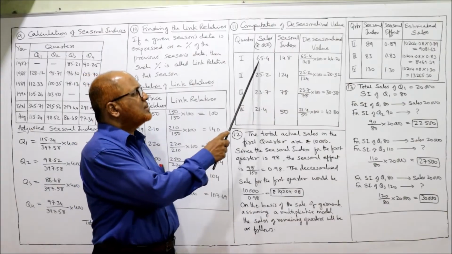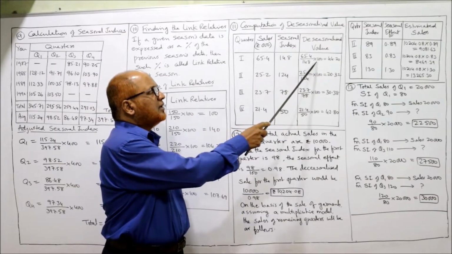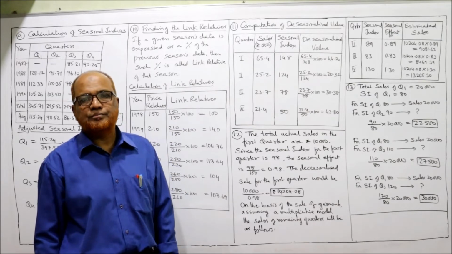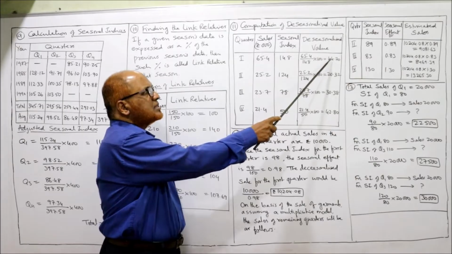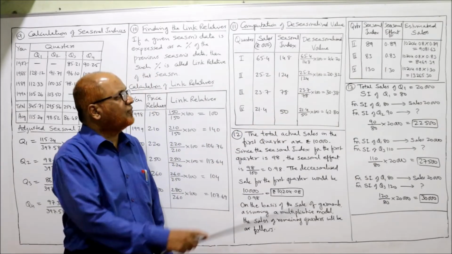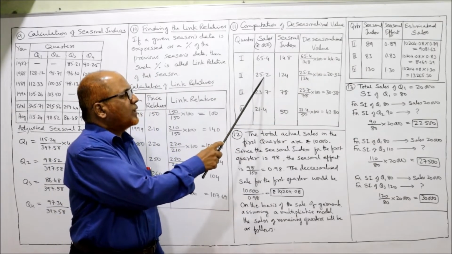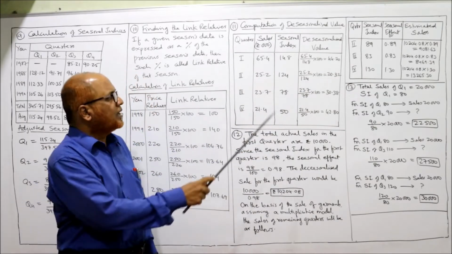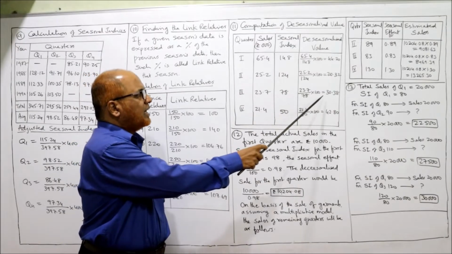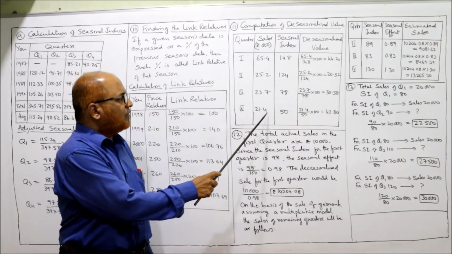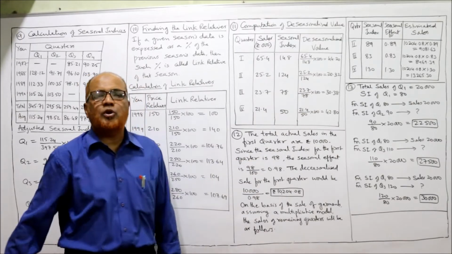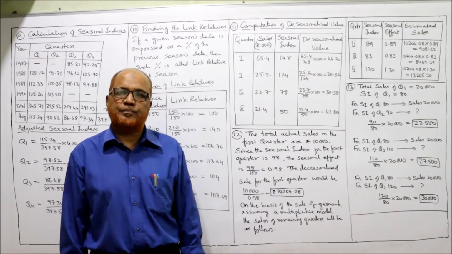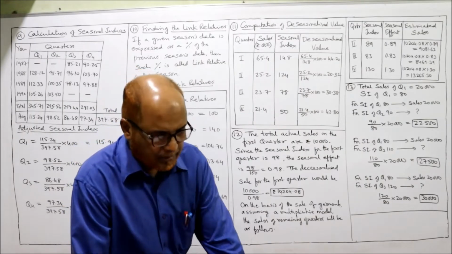What is the actual value? 65.4 divided by 148 into 100. 44.20 is the deseasonalized value. Then sales 25.2 divided by 124 into 100, 20.32. Next, 23.7 divided by 78 into 100, 30.38. 21.4 divided by 50 into 100, 42.80. These are the deseasonalized sales values. That's it.